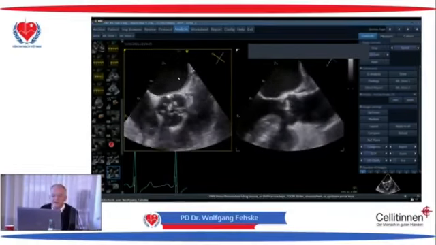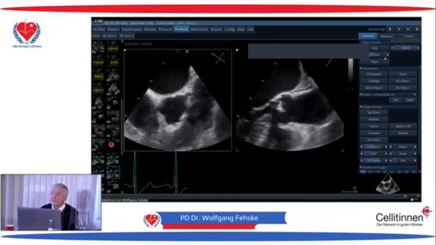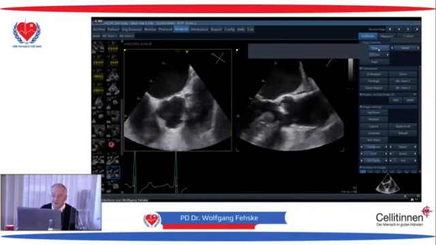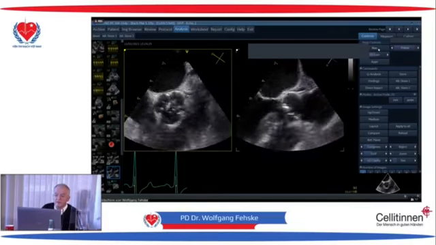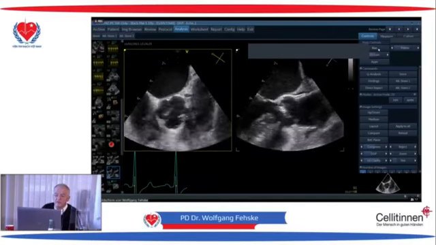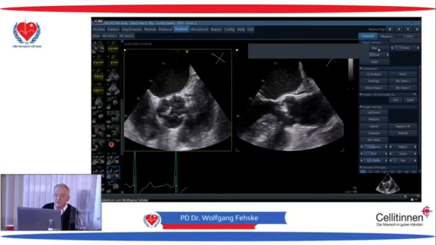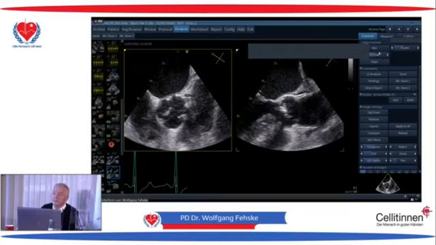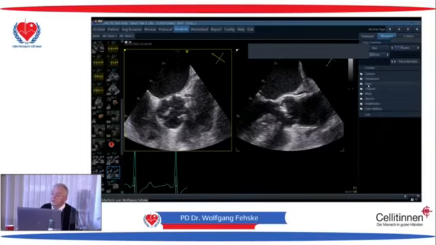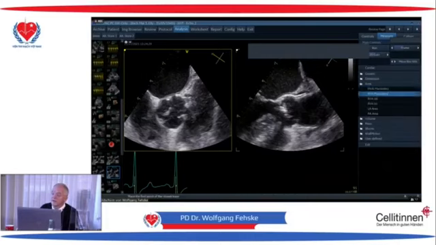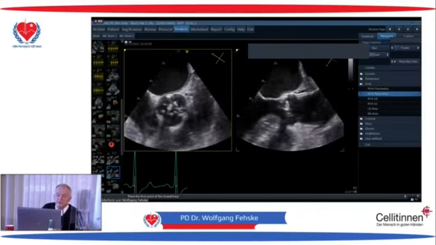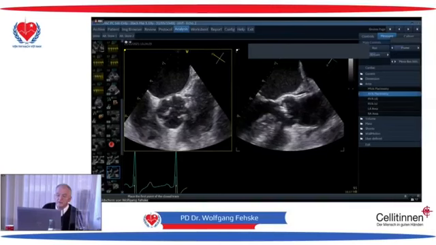But there you can very nicely see the valve area, and I do now a measurement. Just a minute. Coronary arteries as well. Coronary arteries can very well be seen here. I will show you, but I'm not in 3D mode right now. I'm still in the... so this is where we have the opening.